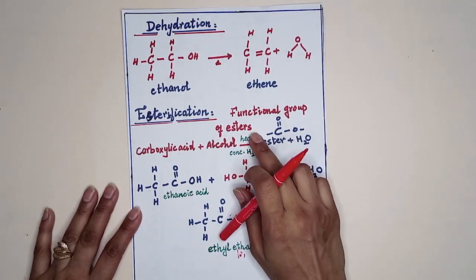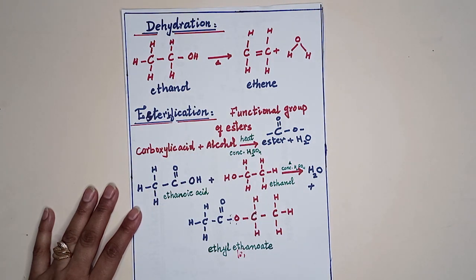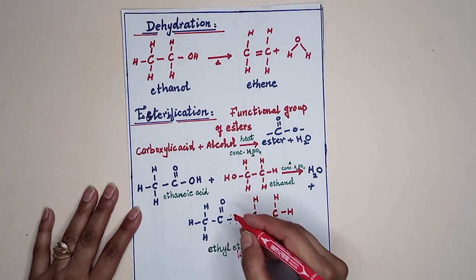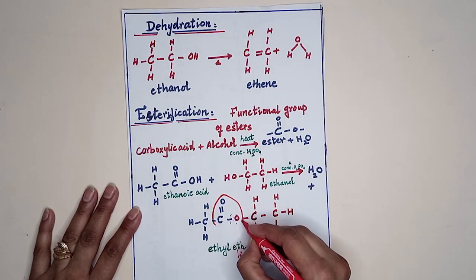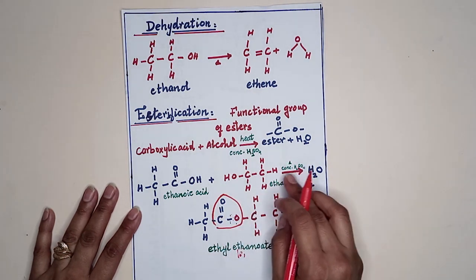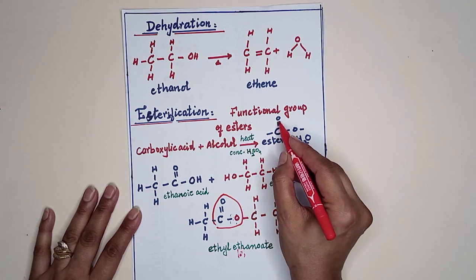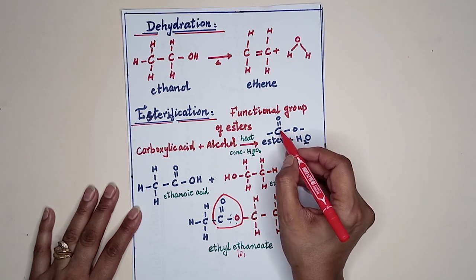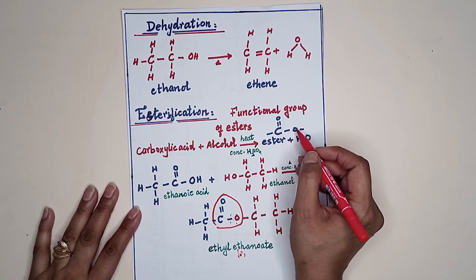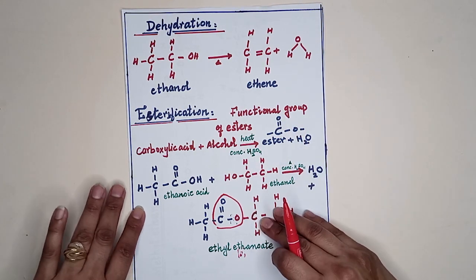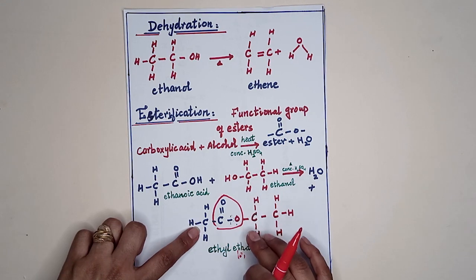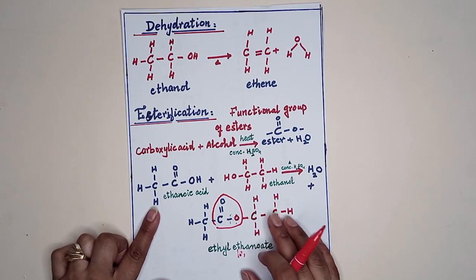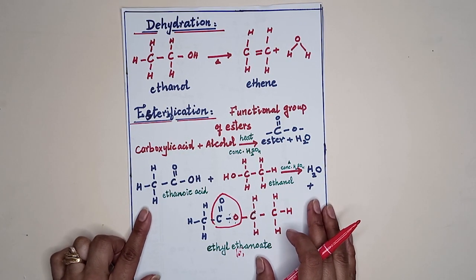Esterification, the functional group for esters. How can we identify what esters are? Whenever we have this C double bond O, and this O in the chain, this is the functional group of esters. If we have this functional group in the chain, then we will say these are esters. How will we prepare these esters?